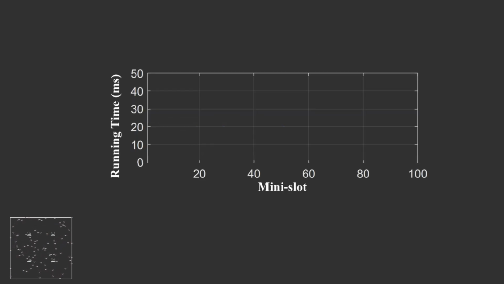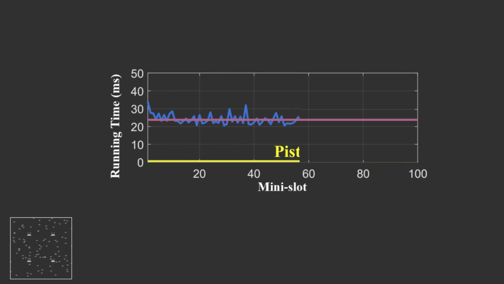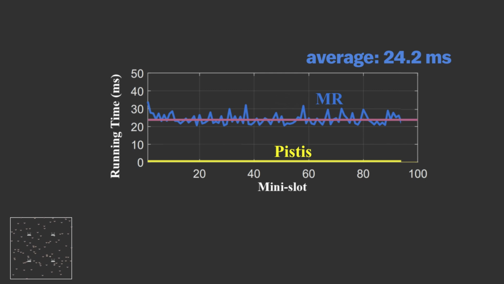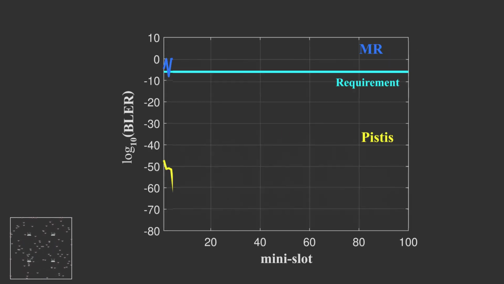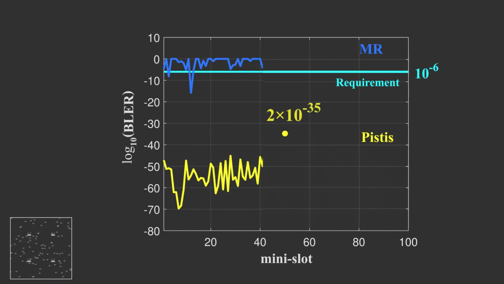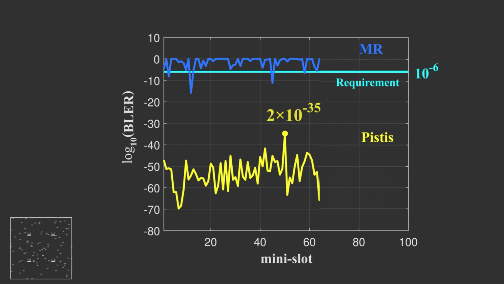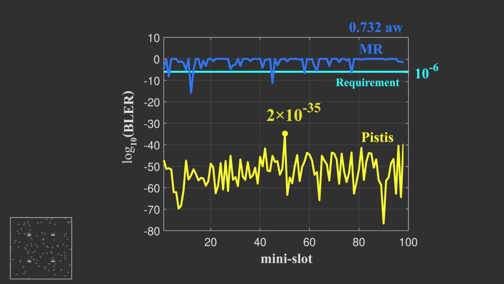For comparison, this figure shows the running times of the max-min resource scheduling algorithm. The average running time for MR is 24.2 milliseconds for 1 mini-slot, which is nearly 50 times the 0.5 milliseconds timing requirement. Regarding reliability, the highest BLER Pistis experienced is 2 times 10 to the negative 35. This is much lower than the 10 to the negative 6 URLLC requirement. In contrast, the average BLER experienced by the MR scheduling algorithm is 0.732, which is more than 5 orders of magnitude higher than the BLER requirement.